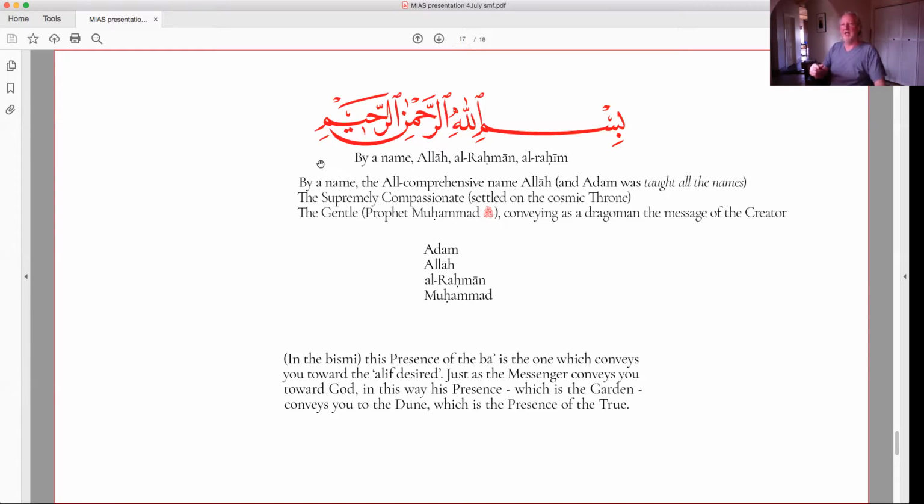And then Ar-Rahman, the supremely compassionate, is the one who settled on the cosmic throne. So the play, the screen which we are shadows in, is settled on and overseen by Ar-Rahman, the supremely compassionate. And then Ibn Arabi says the last of the 4 names is Muhammad sallallahu alaihi wasallam, Ar-Rahim, the gentle. So the gentle prophet Muhammad is conveying, as a dragoman, a tarjuman, someone who conveys the message of the creator to the offspring of Adam.